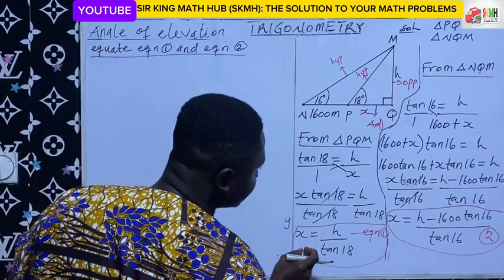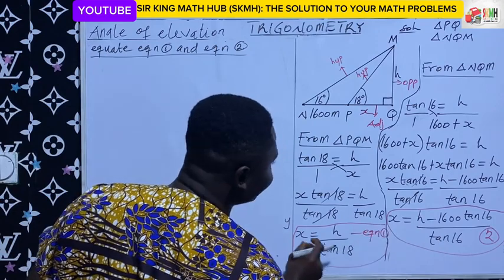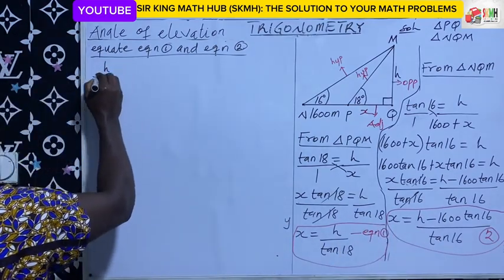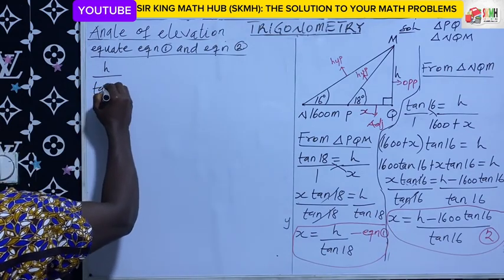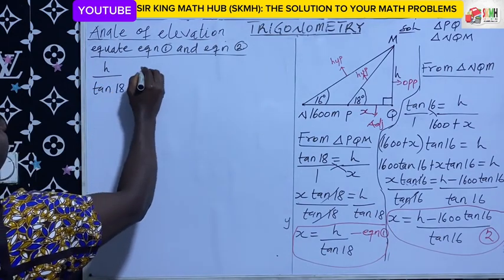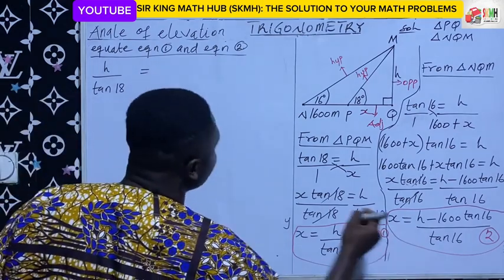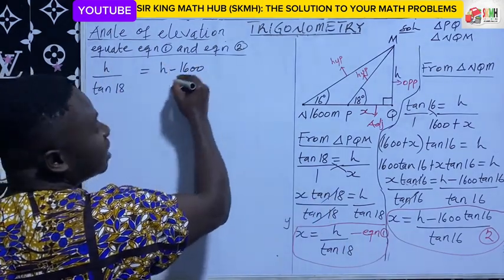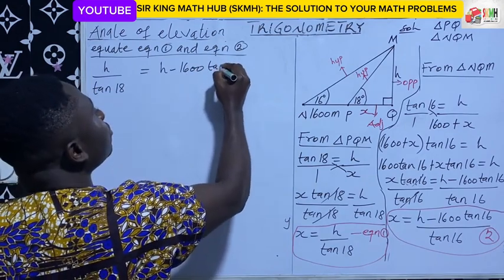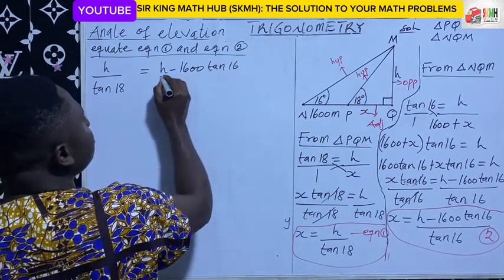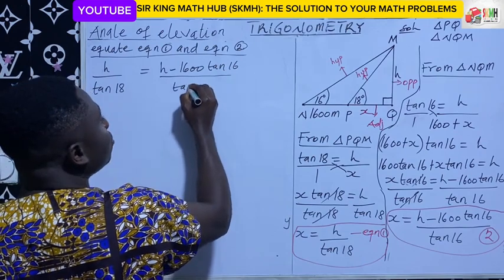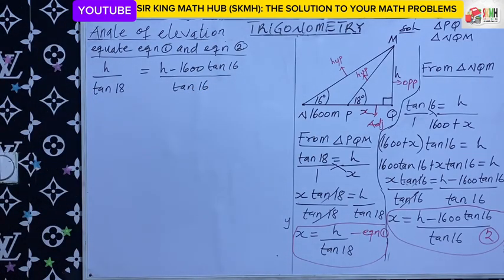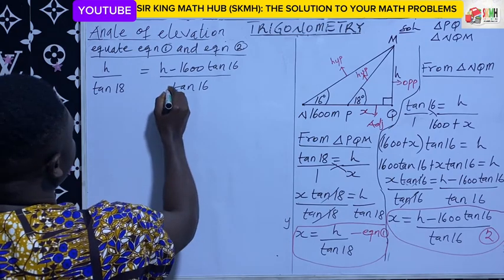Equation 1 we have x, equation 2 we have x, so x must be equal to x. So equation 1 we had h on tan 18. This must be equal to equation 2, h minus 1600 tan 16 all on tan 16. So how do we solve for h? So we can cross multiply.